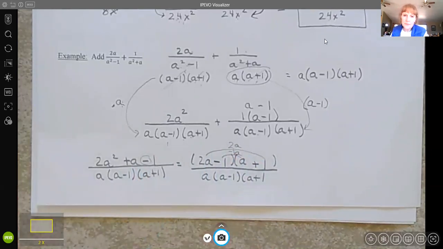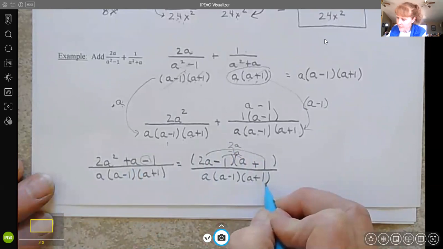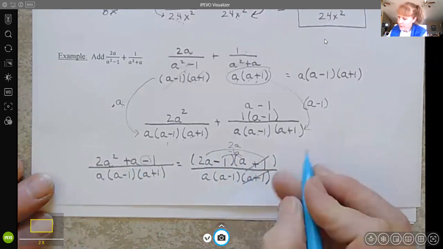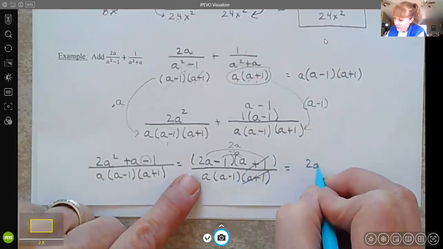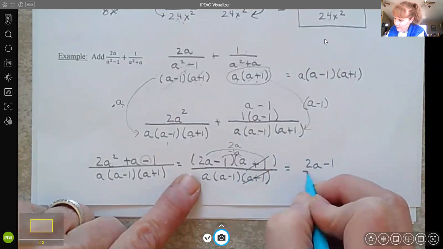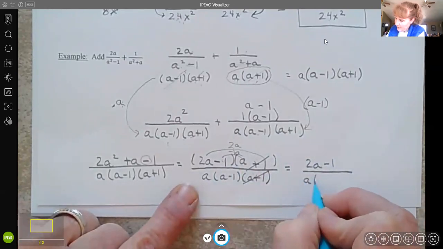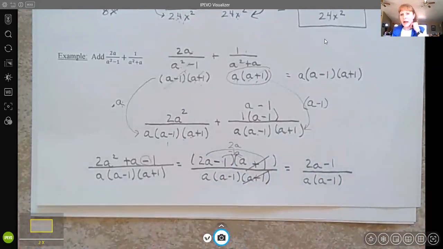And it'll cancel. So they're going to ask you to reduce. I did forget the parentheses on this last one. So these two will cancel out. So your answer is 2a minus 1, it's the only one that was left, over a times a minus 1. And I would just leave it like that. I would not multiply that a through in the denominator.